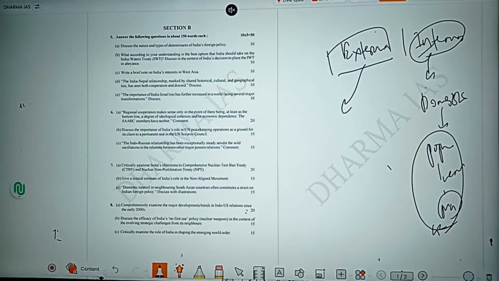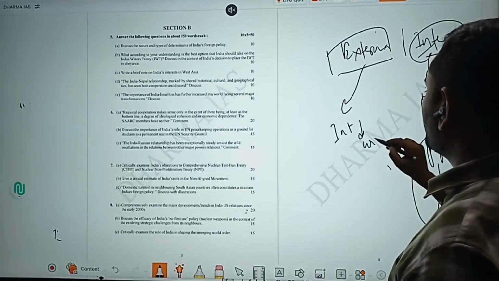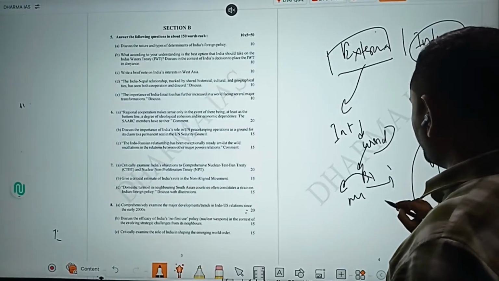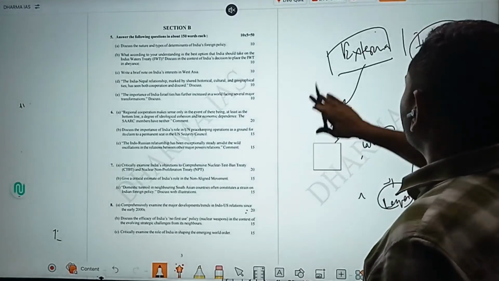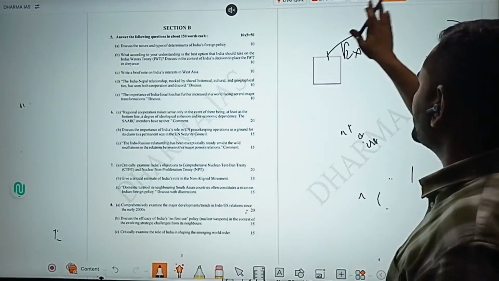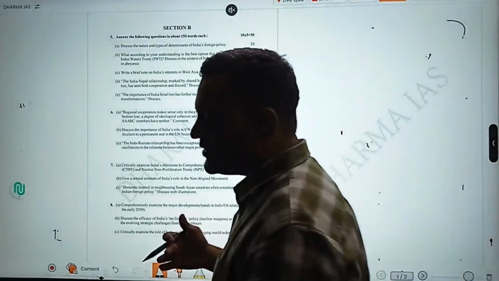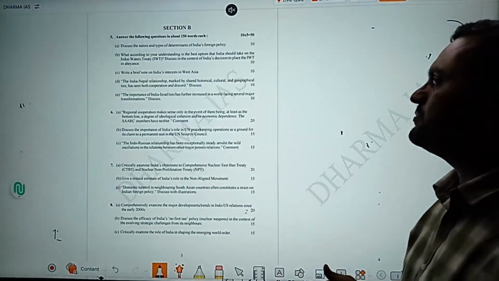As far as external is concerned, the external world also matters for the country's foreign policy: the international environment, international politics, world order, whether it is bipolarity, multipolarity, or a hegemonic world order. That is also a determinant of foreign policy. Global commons issues like terrorism, or other issues like climate change, also determine the country's foreign policy. So these are external and internal determinants of foreign policy.